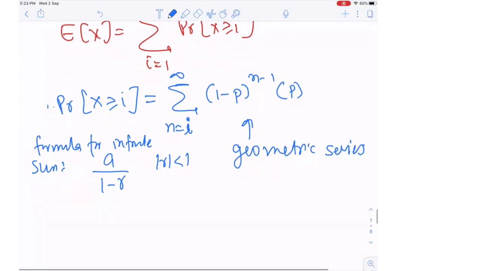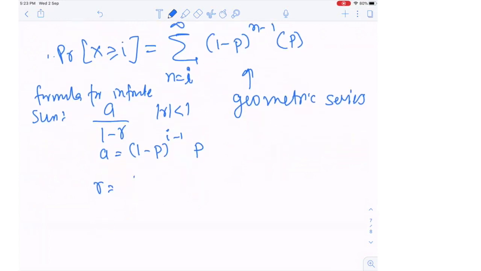Okay. So what is our first term here? Our first term will be (1 - p)^(i-1) times p, this is our a. And what is our ratio? Just divide two consecutive entries. So our ratio is going to be (1 - p)^i times p over (1 - p)^(i-1) times p. So p and p will get cancelled, and this will get cancelled, so the ratio is 1 - p.